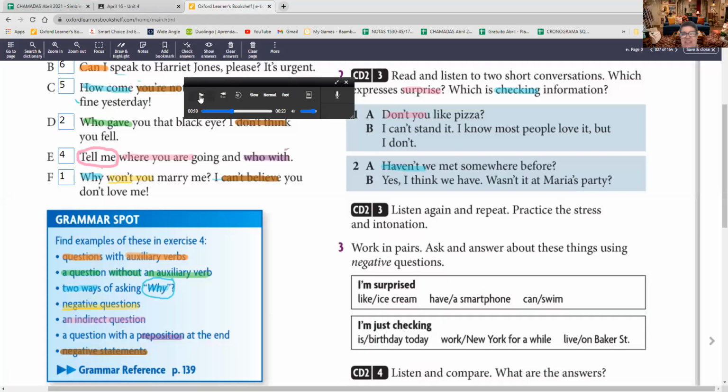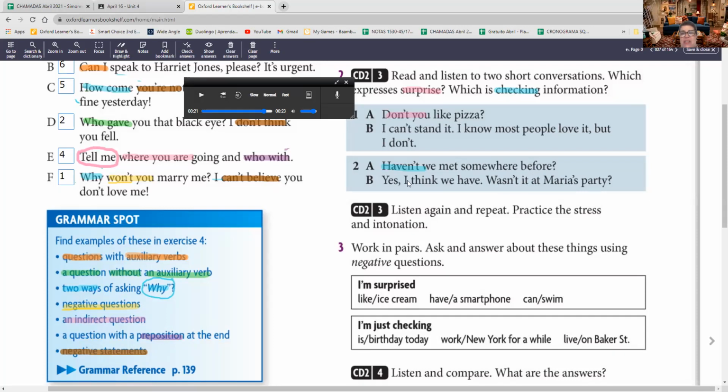Okay, so let's do the other one. 2. Haven't we met somewhere before? Yes, I think we have. Wasn't it at Maria's party? Haven't we met somewhere before? Yes, I think we have. Wasn't it? Wasn't it at Maria's party?